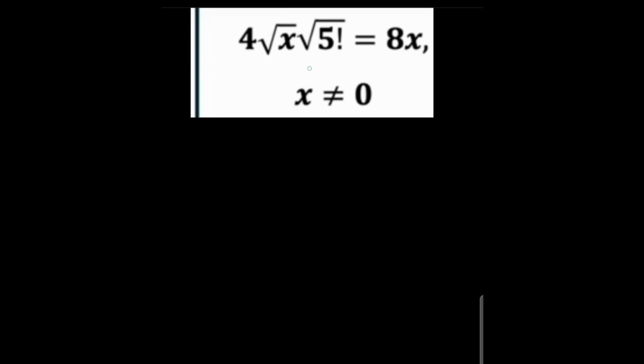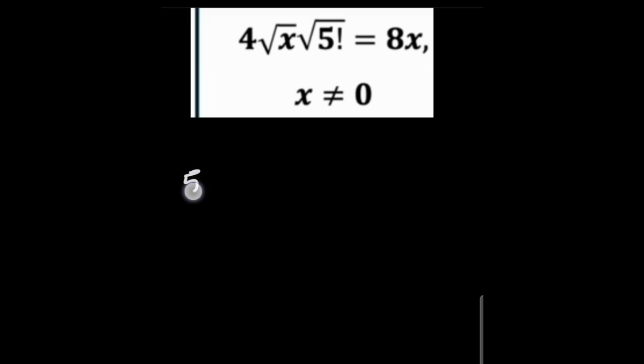We're going to solve for the value of x that satisfies this equation. We are given that 4 root x times root 5 factorial is equal to 8x. Here, x can never be equal to 0, because when x is equal to 0, it will make the whole equation undefined. So if you look at the left hand side of this equation, we have root of 5 factorial.